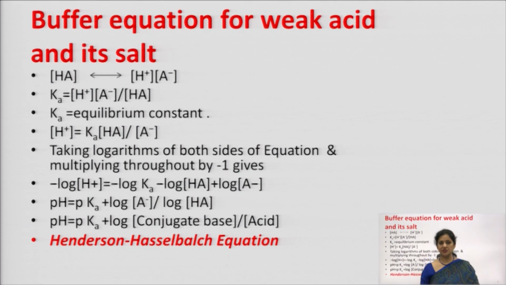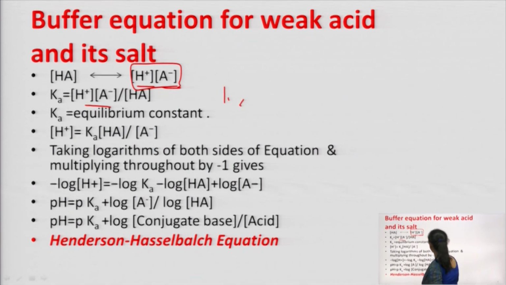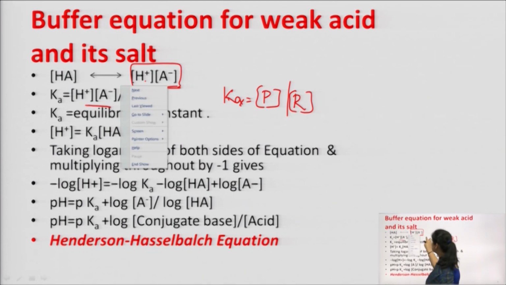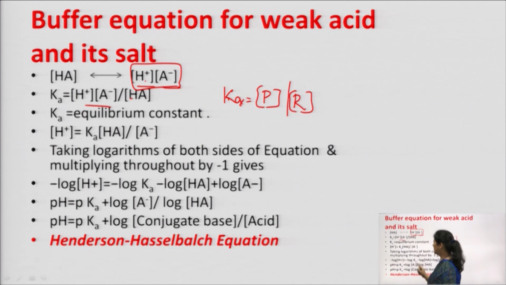Let us have a look at the equation here. HA dissociates into proton ions and A negative ions. If I talk about the law of mass action and the activity coefficient of this equation, I can write that Ka is H plus ions into A negative ions, which is the product, over reactant. So the product is H plus ion into A negative ion, and the equation can be written like this, where Ka is what? It is an equilibrium constant.